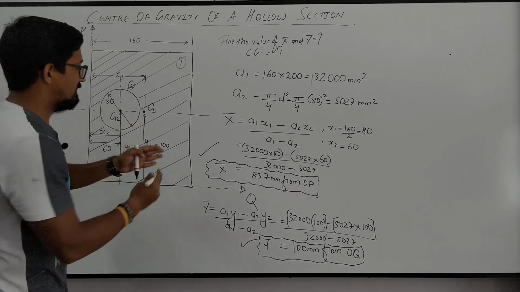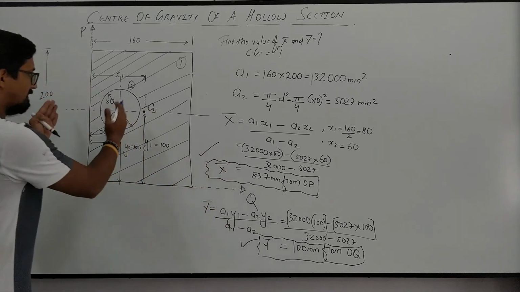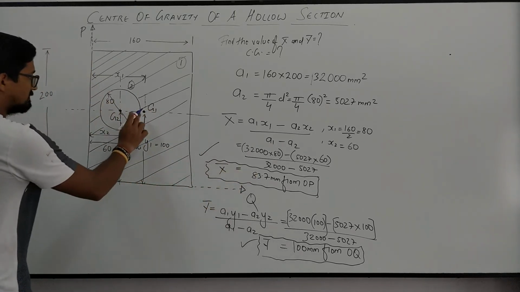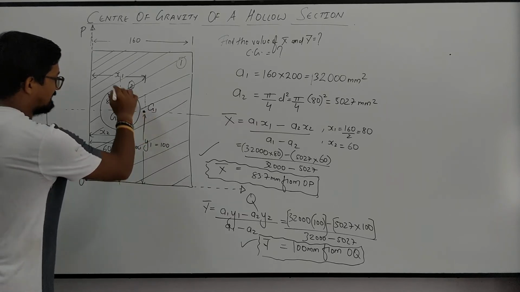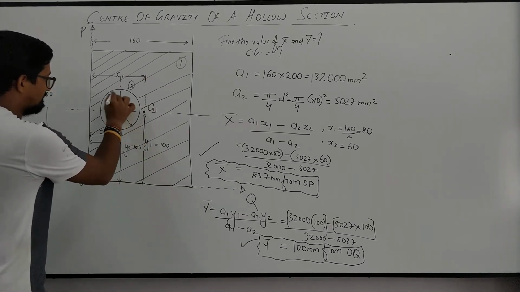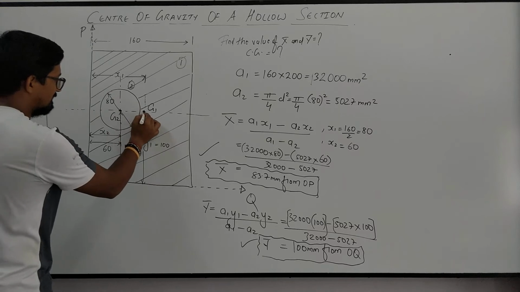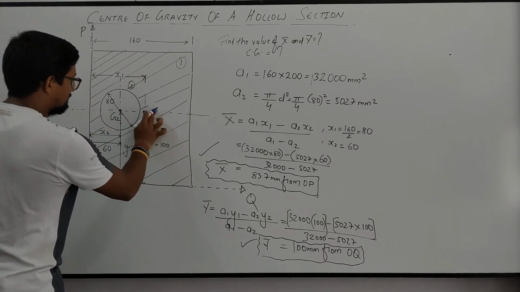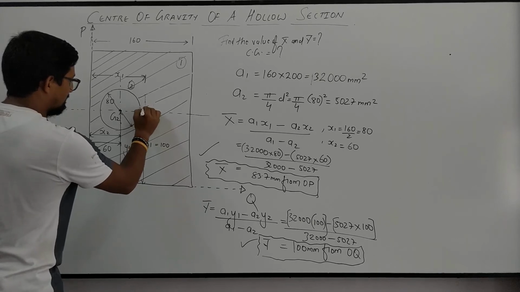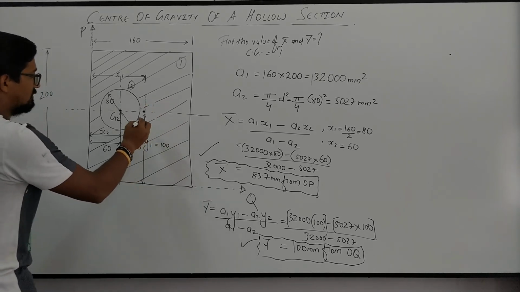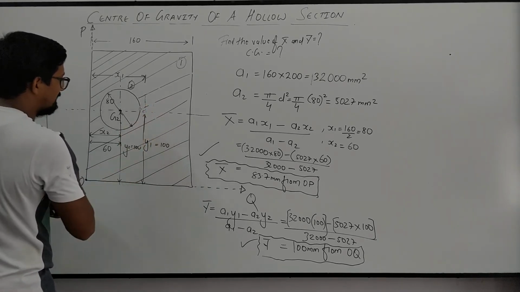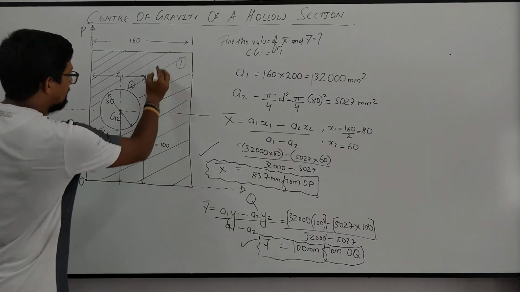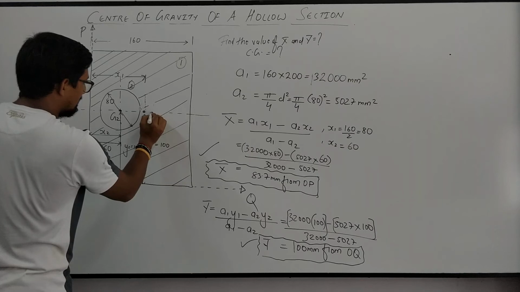Now we will trace this X bar and Y bar in this figure. X bar is 83.7 mm from OP. So this is the CG of the rectangle and this is the CG of the hollow circular section. So this is 80. This point is at 80. So 83.7 mm will be somewhat here, correct?